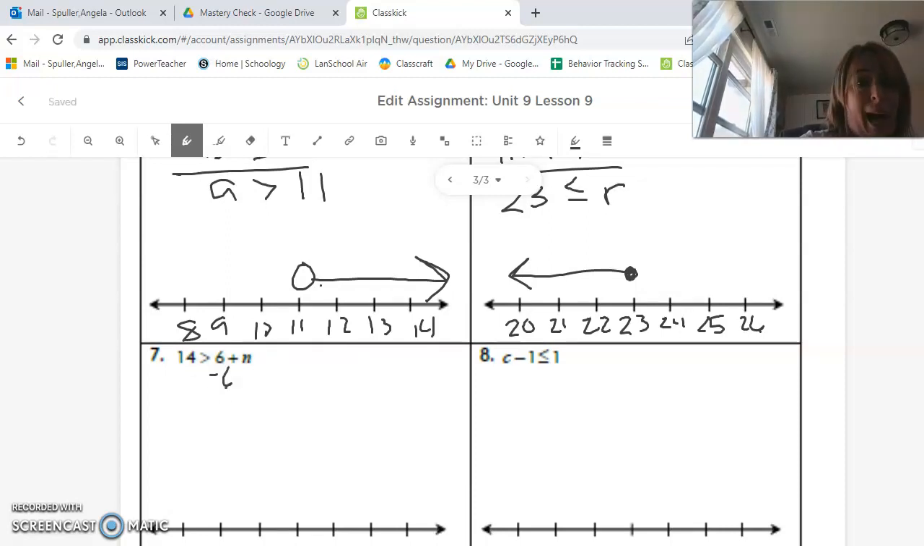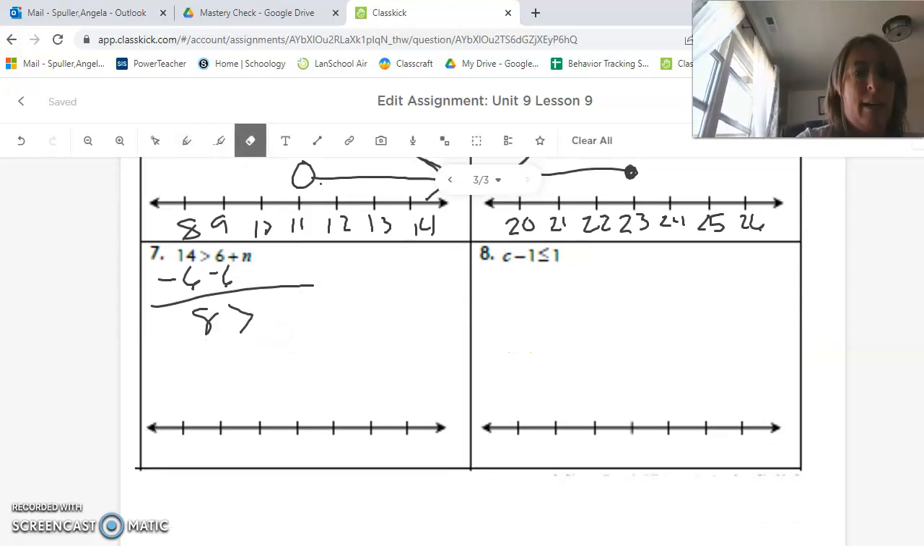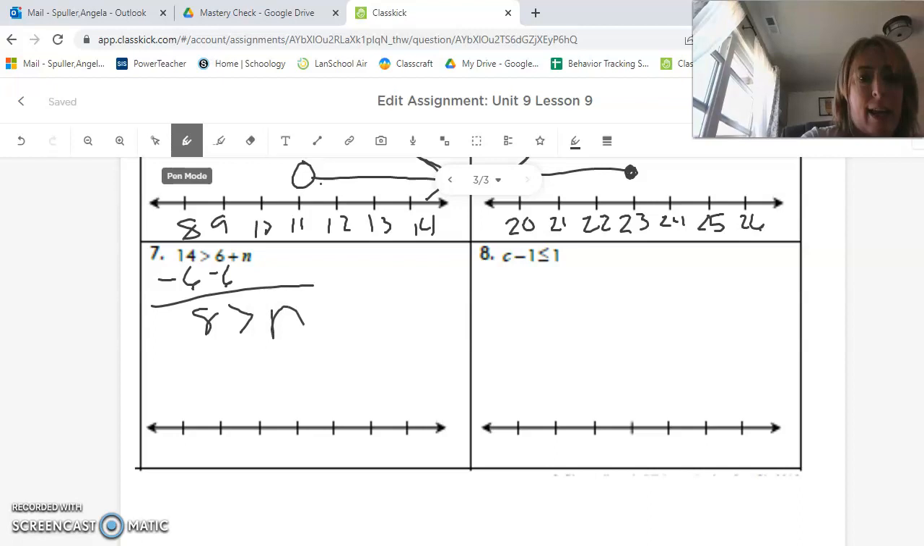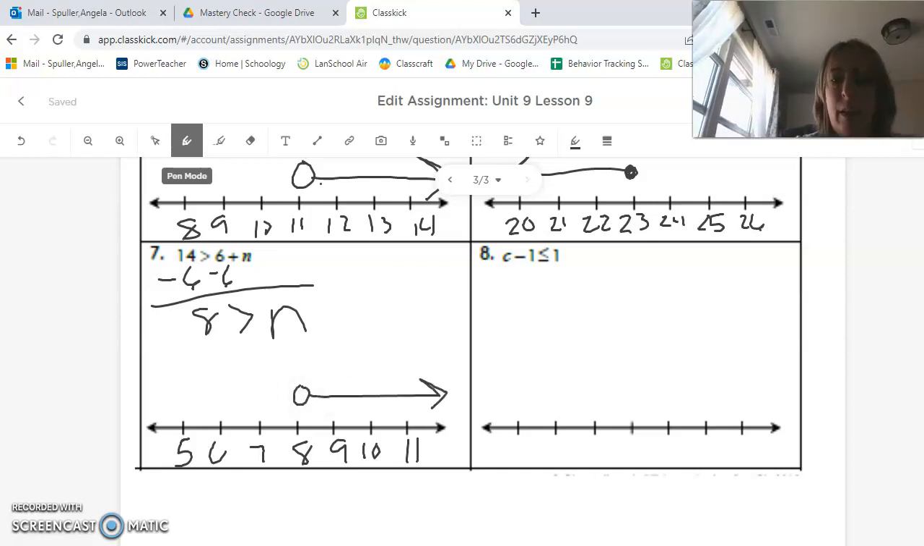All right, subtracting 6, because we were adding 6. Subtracting 6, that gives me 8 is greater than n. That's a bad n. Let me rewrite that n. Okay, so 8, 9, 10, 11. Go back. 8, 7, 6, 5. Okay, greater than, so open circle. Greater than goes to the right.